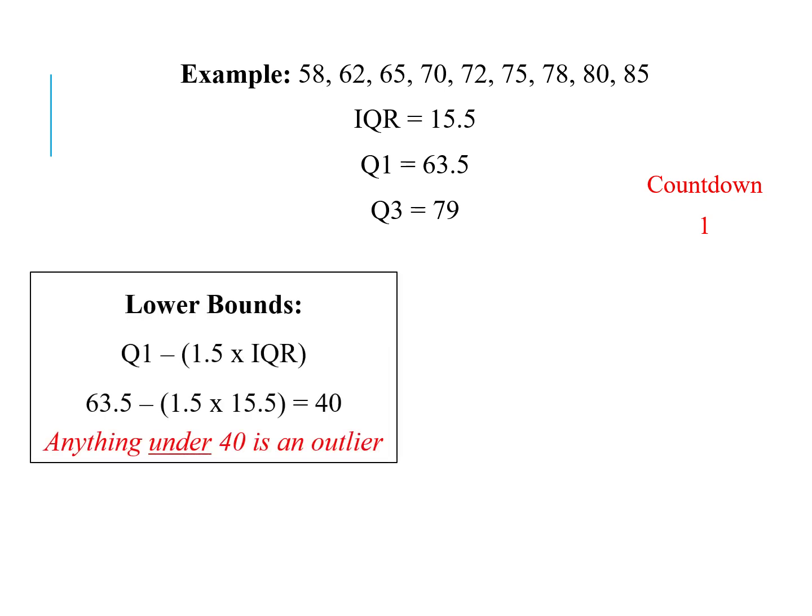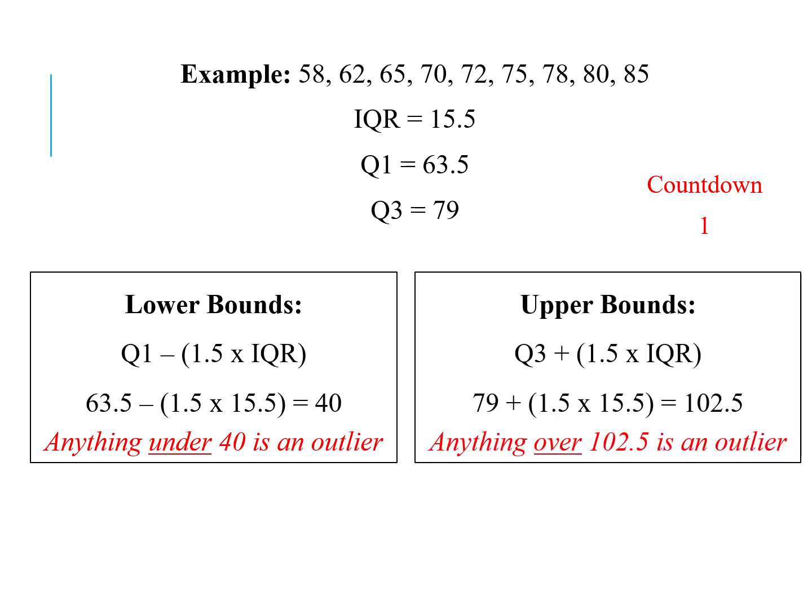So for the lower bound, we have 63 minus 1.5 times 15.5, which is 40. So anything under 40 is an outlier. For the upper bound, we have 79 plus 1.5 times 15.5, which is 102.5. So anything over 102.5 is an outlier. But looking at the scores, this data set does not have any outliers.